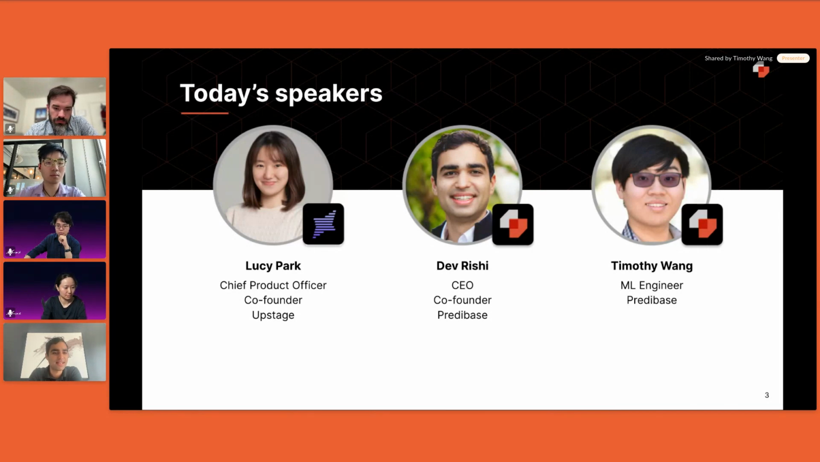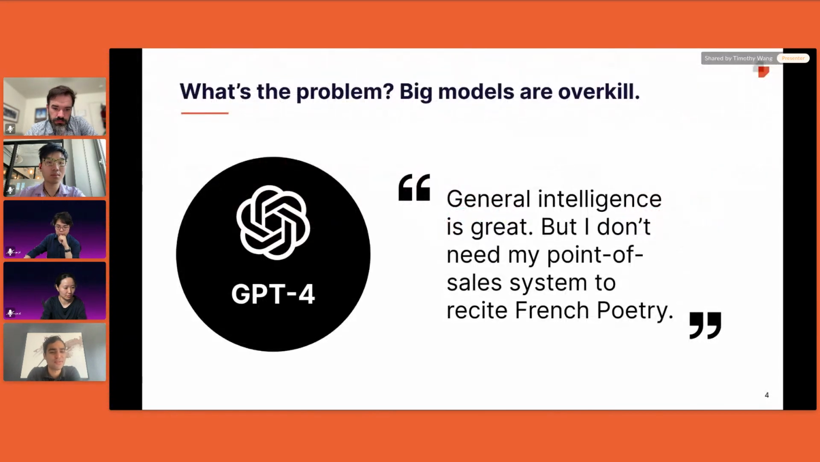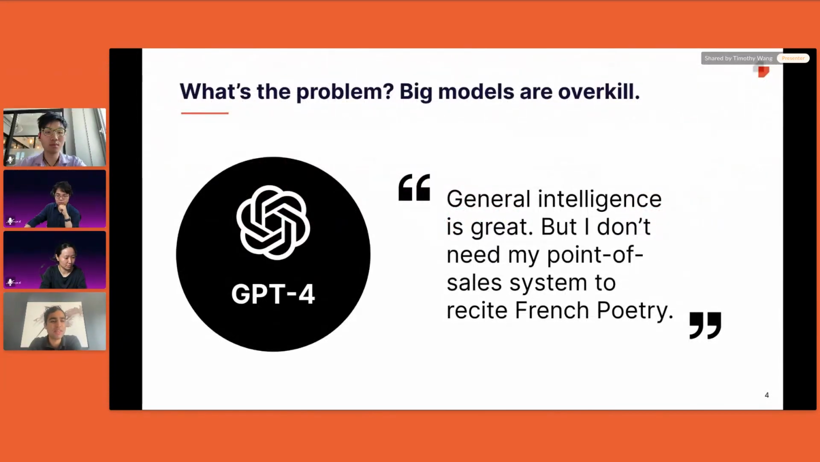If we go to the next slide, I just want to give a little bit of an orientation of what Predibase is and how we think about the ecosystem of small language models. In our view, generative AI has come onto the stage in a large way, and a lot of users have found value by starting experimentation with a large commercial model, for example, GPT-4 or Claude Sonnet. But one of our favorite customer quotes is that generalized intelligence might be great, but I don't need my point of sale system to recite French poetry.